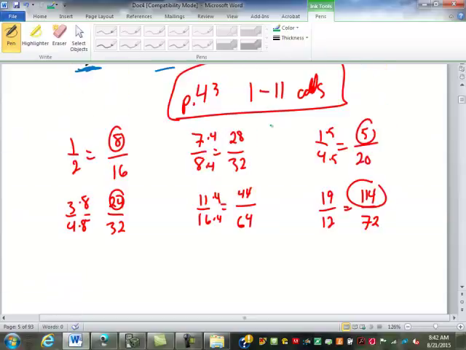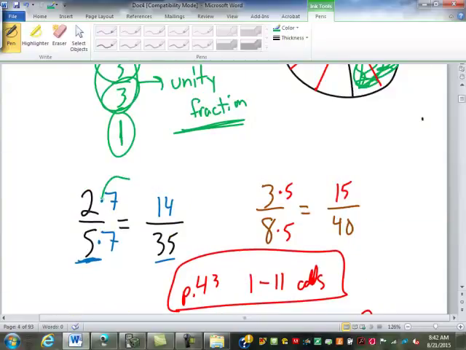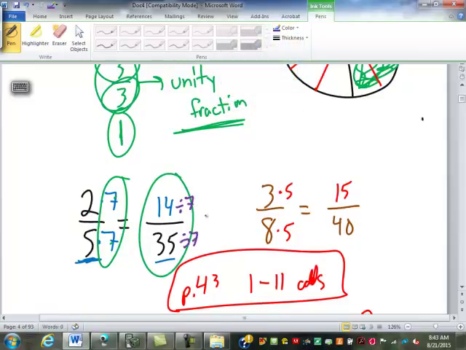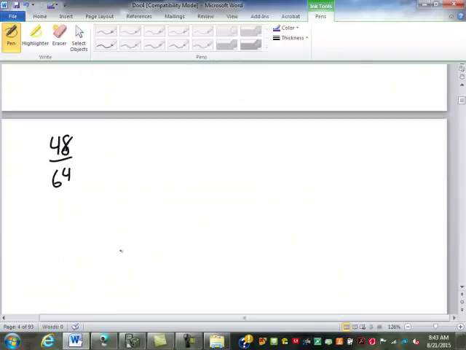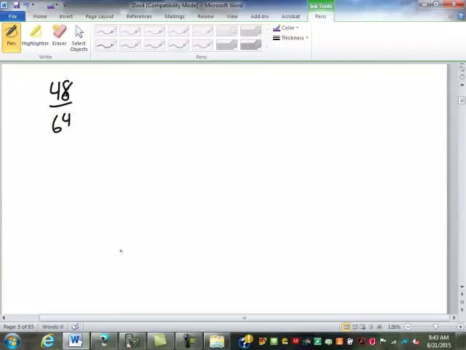Up here, we multiplied the top and bottom by the same number. So we can reverse that process. If I had 2/5 and I multiplied by 7/7 to get 14/35, I could reverse that. I could divide by 7 on top and bottom again to get back to the 2/5, right? Well, here we saw that it was multiplied by 7, so we knew what to divide by. The trick is to look at a problem like this, 48/64, and figure out what both can be divided by.